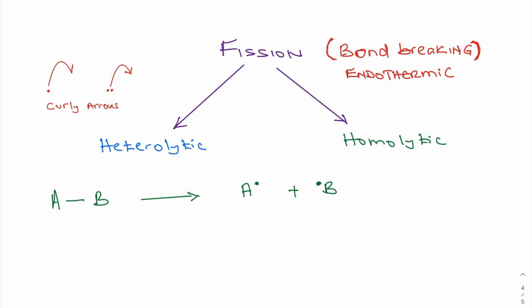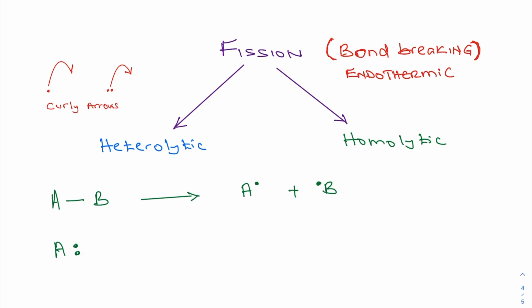where of the electrons in the bond, one goes back to A and the other goes back to B, because a covalent bond has one pair of electrons, one from A, one from B, and when we homolytically break them, one will go back to A and the other will go back to B, forming two free radicals.